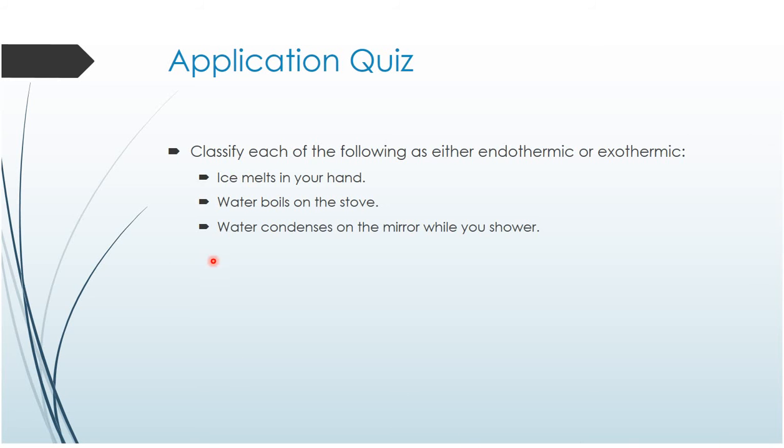Water condenses on the mirror after you take a shower. Here it goes from gas down to a liquid. It goes from bouncing all around to kind of static on the mirror mostly. And so here we've got the heat leaving the water. The mirror always feels cool, right? So you have the hot steam going to cool liquid on the mirror, and so this is an exothermic process.